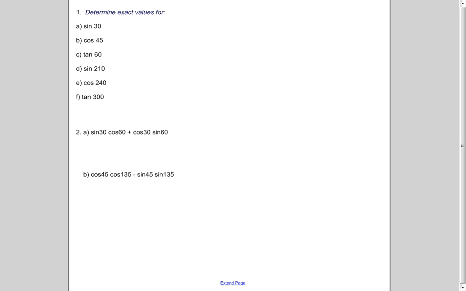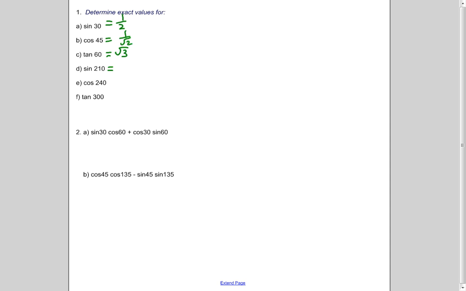For more practice, I have some questions here. We're going to find exact values for sine 30. It's a half. Cos of 45 is 1 over root 2. I'm getting those from those special triangles we had on the last slide. Tan 60 is, I have to look that up, root 3.